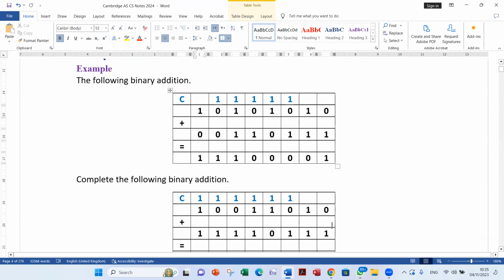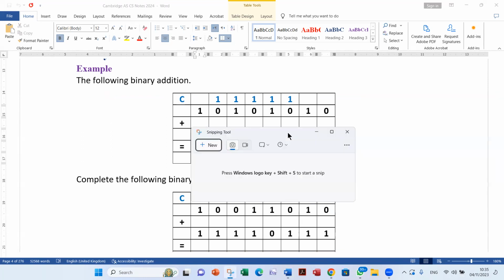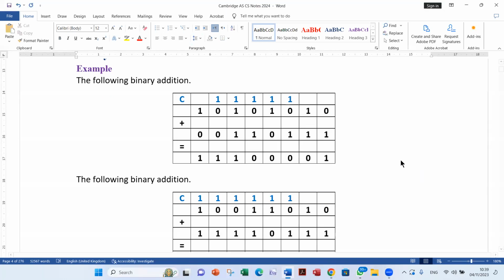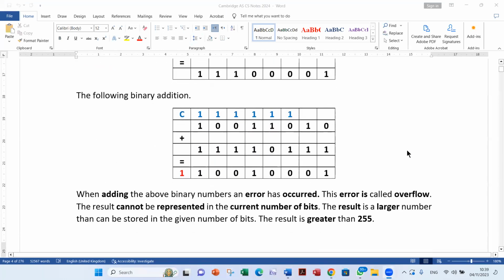Okay? Would you please give it a try solving this? Please give it a try and solve this yourself. Okay, thank you so much for your effort.